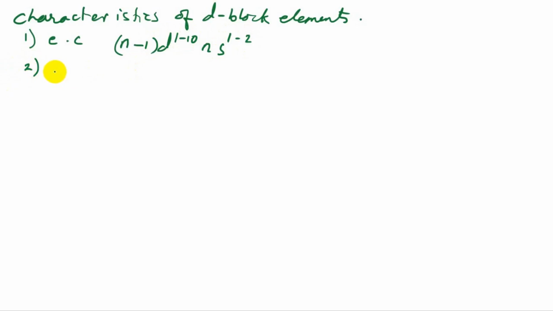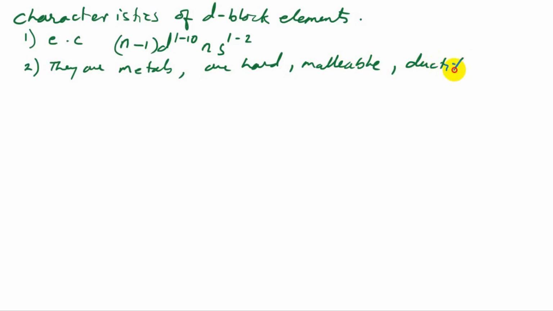Okay, they are metals. So since they are metals, what will happen? They are hard, malleable, ductile. These all are properties of metal, isn't it? So they are hard, they are malleable, they are ductile. Malleable means they can be beaten into sheets, and ductile means they can be drawn into wires.